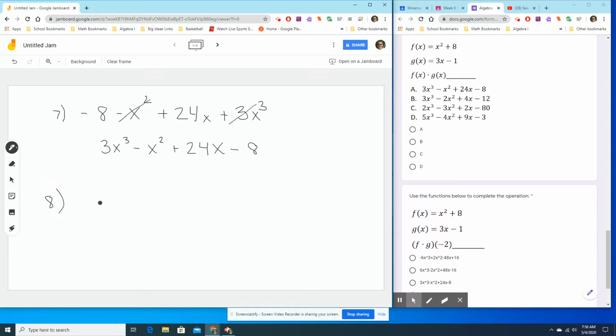And then for number 8, you just take that exact answer you just had there and multiply everything by -2. So negative 6x cubed, positive 2x squared, minus 48x, plus 16. So I think that's A at the bottom down there, is it?